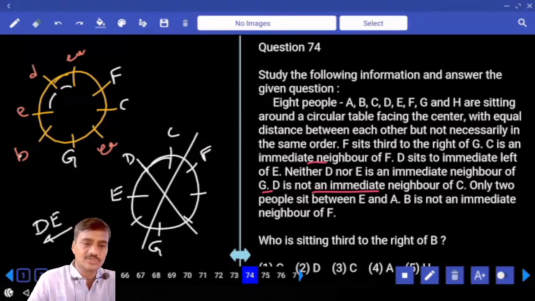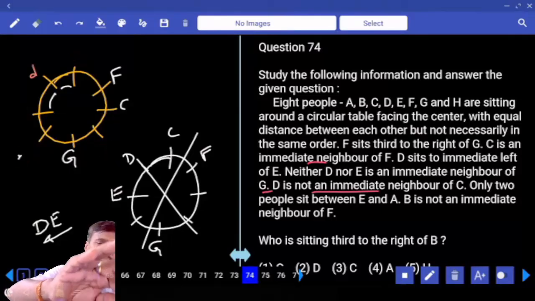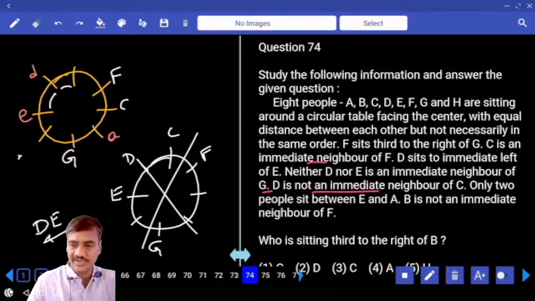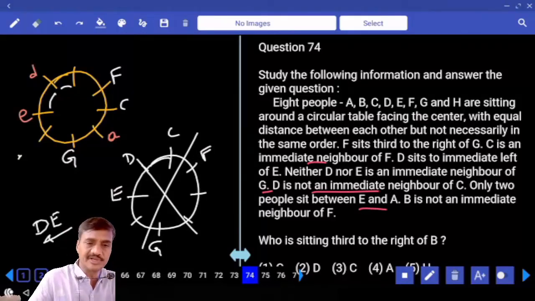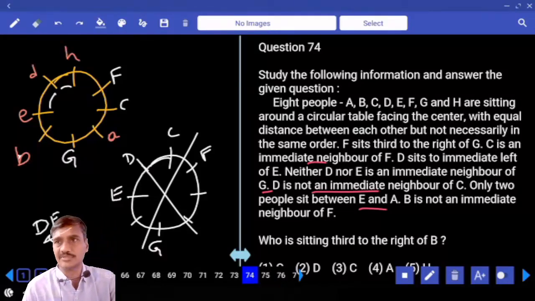2 people between E and A. D is to the immediate left of E, that is where we took the possibility. And 2 people between E and A means A must be here. And A is here. If A is here, B is not an immediate neighbor of F, so B is here. Now B is here, then who is the person left over? H. H must be at this place. Is the arrangement correct?